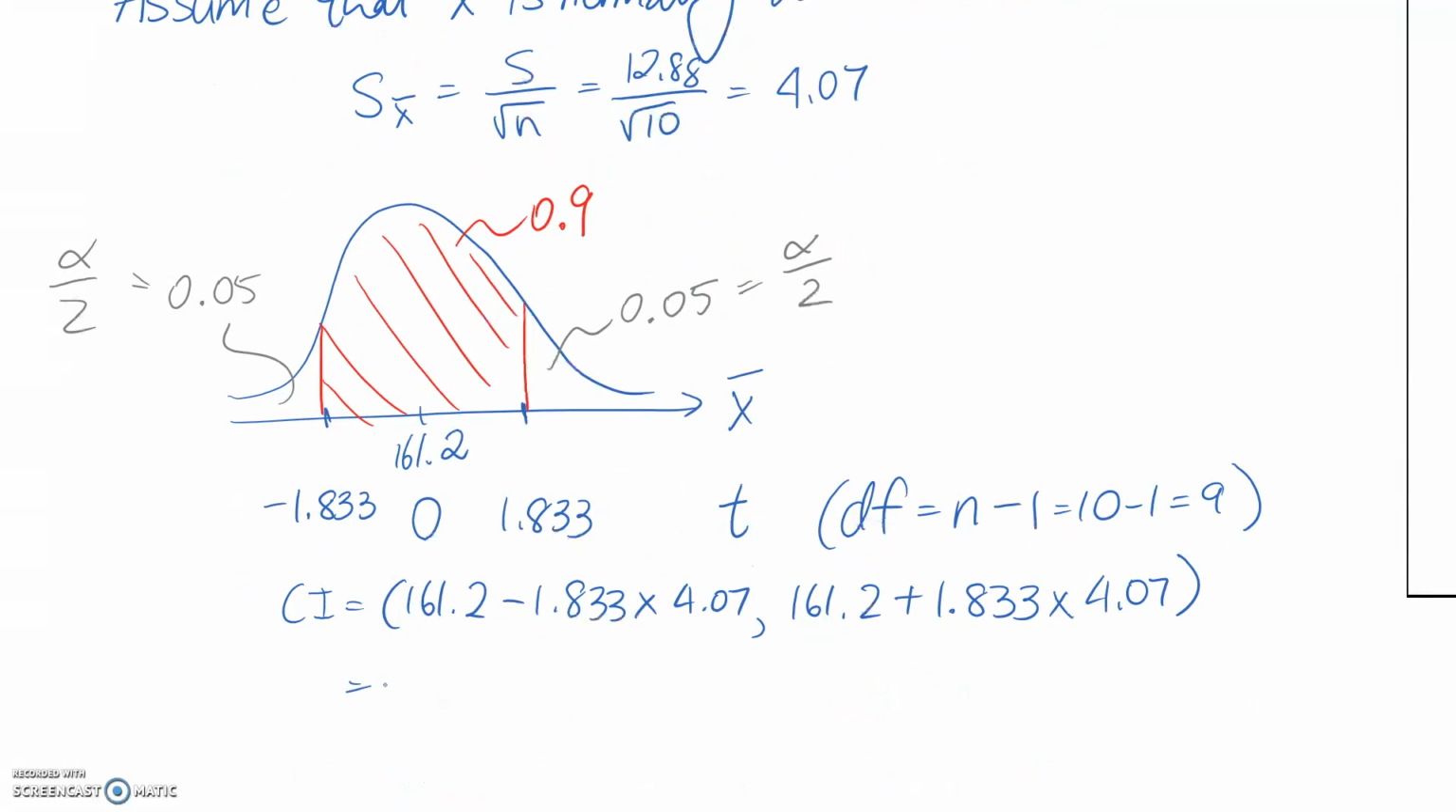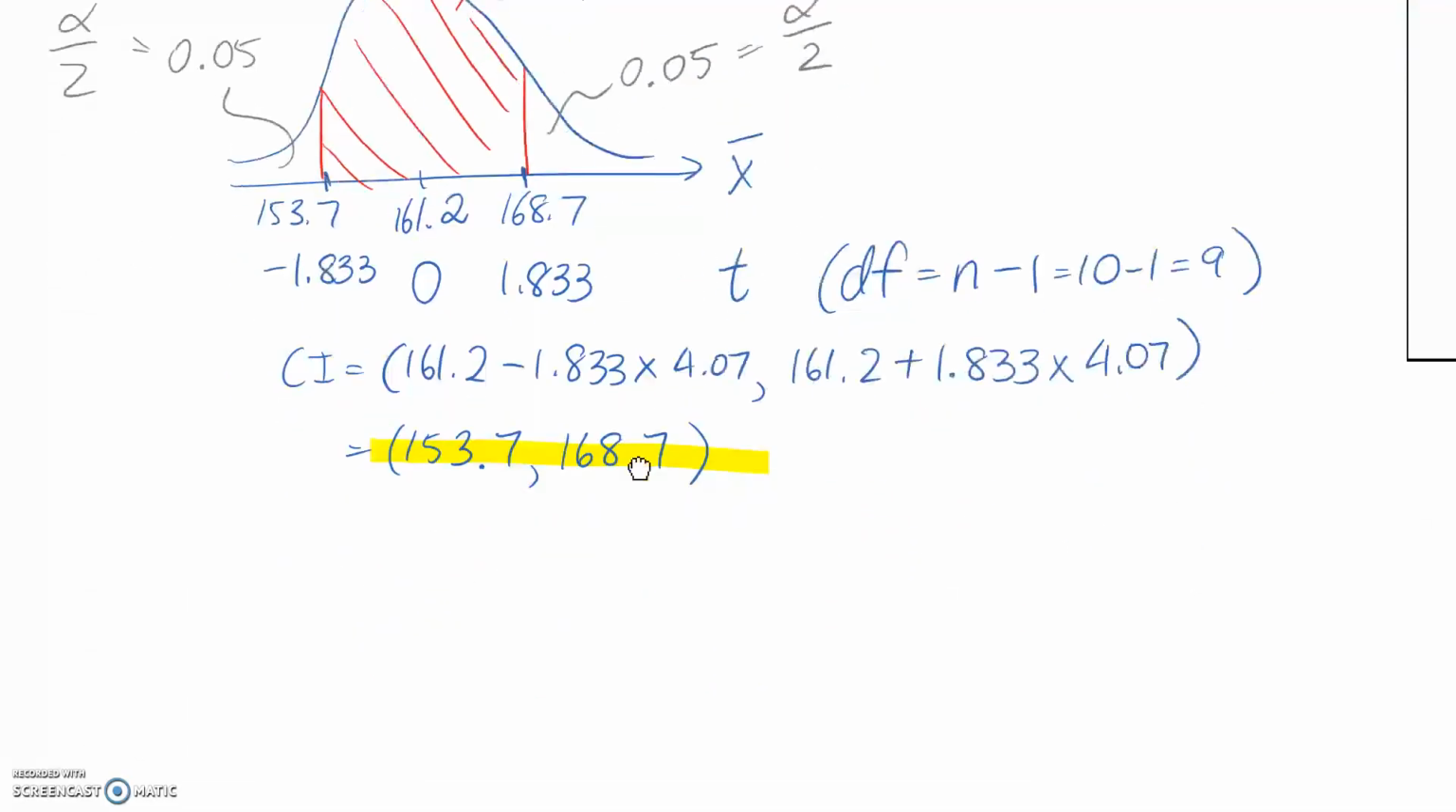Now it's just a case of typing it into a calculator, and we end up with about 153.7 and 168.7. On the graph, those are the bottom and top points on the x bar scale. So 153.7 and 168.7 is the answer that the question was looking for.